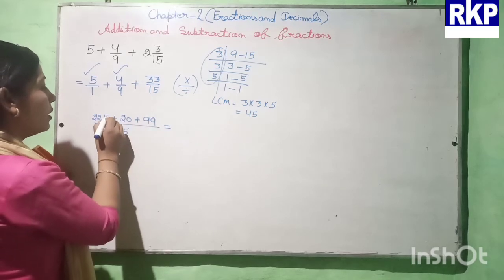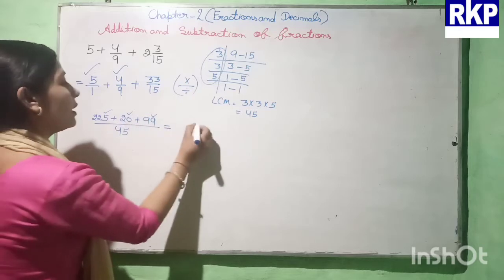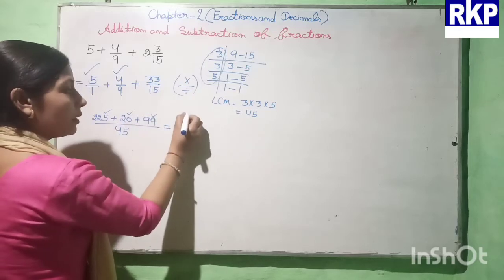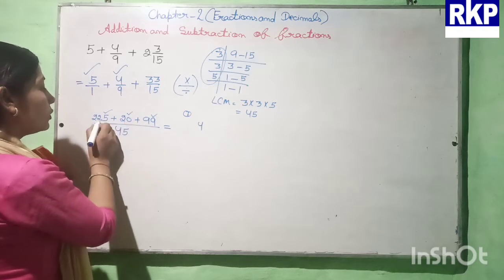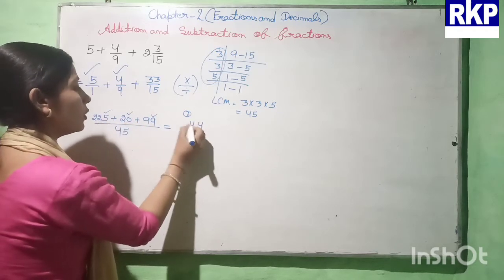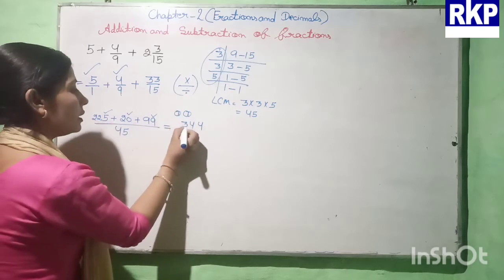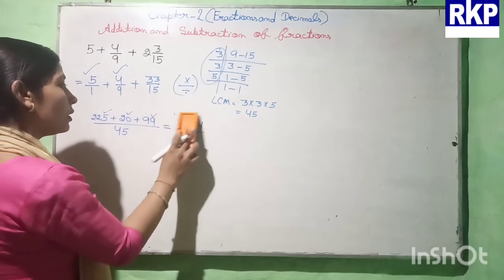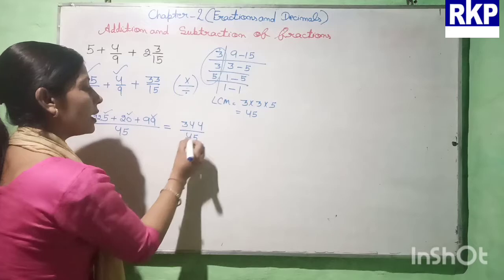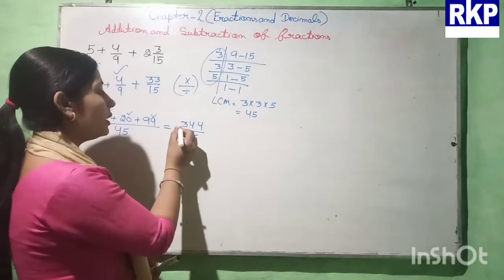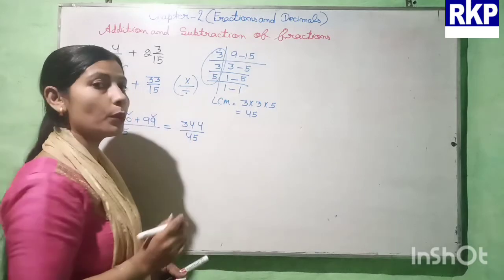So here beta, 5 0 and 9 at one's place. So 5 and 9 is 14. 1 will be carry. So here 9 and 2 is 11, 11 and 2 is 13, 13 and 1 is 14. 1 will be carry. So here 2 and 1 is 3. So we get 344. Now as the denominator we have 45. So we get 344 by 45 as the answer, and it's an improper fraction.